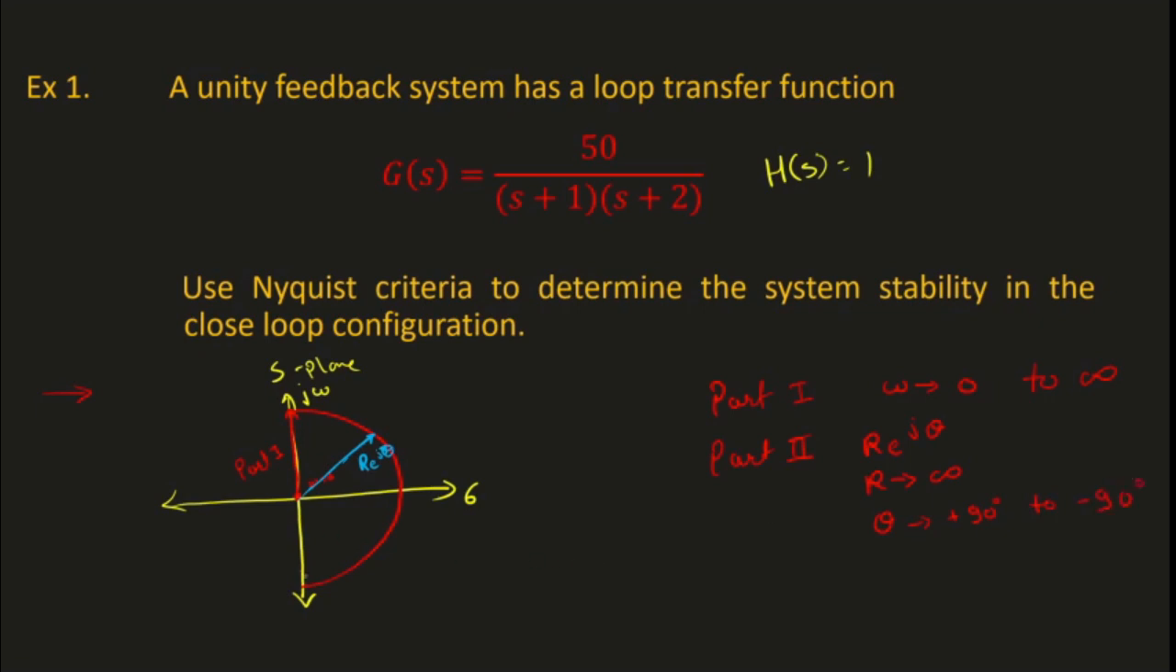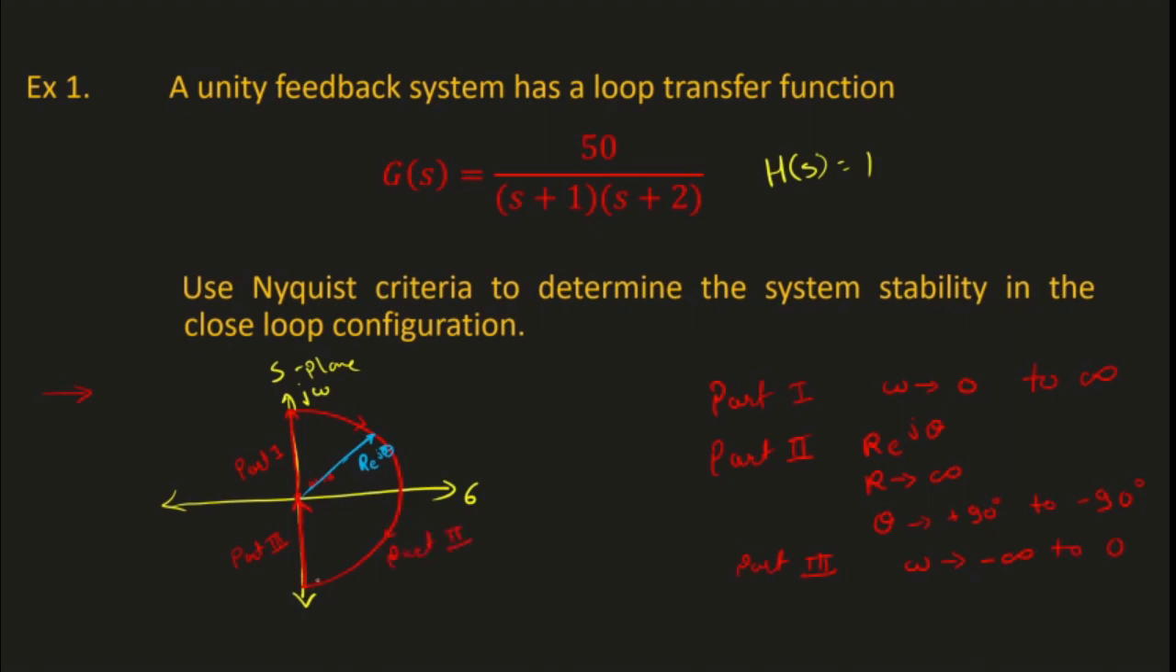Then the third part, which is mapping this particular part 3. In part 3, if you can see, omega is varying from minus infinity to 0.